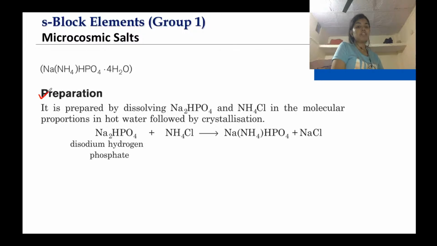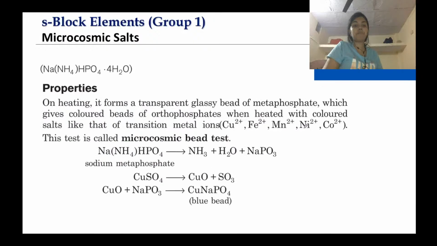Now its preparation: it is prepared by dissolving disodium hydrogen phosphate and ammonium chloride in molecular proportions in hot water, followed by the process of crystallization, right? So if you mix disodium hydrogen phosphate and ammonium chloride in hot water and then crystallize, you can obtain the microcosmic salt.